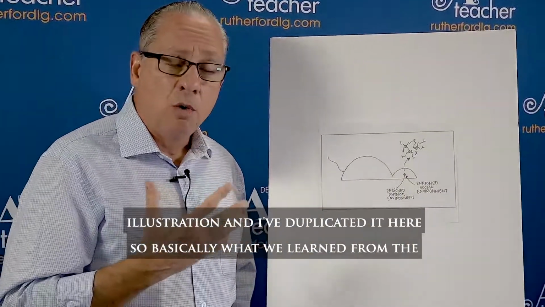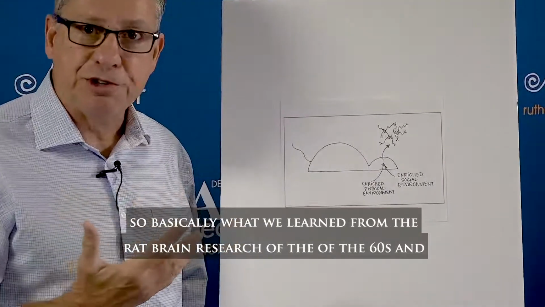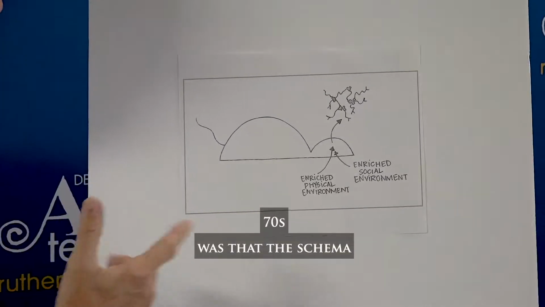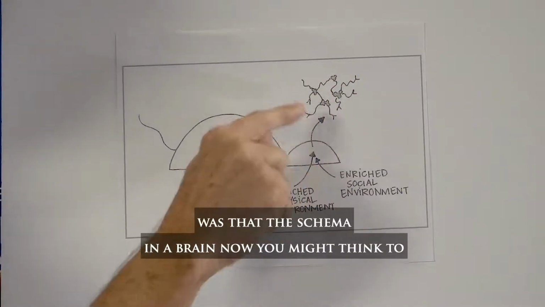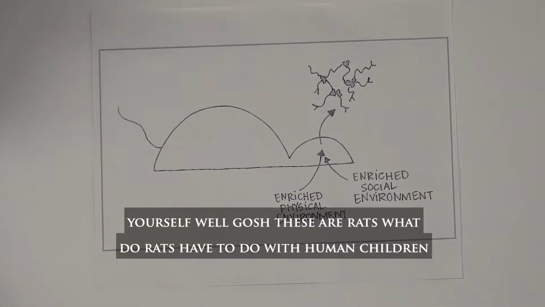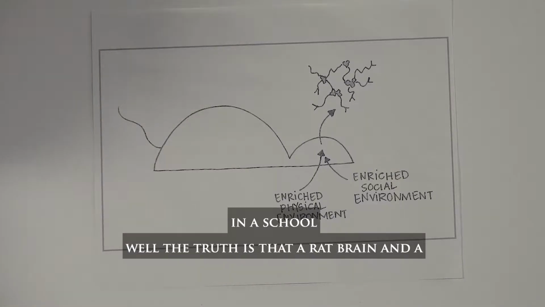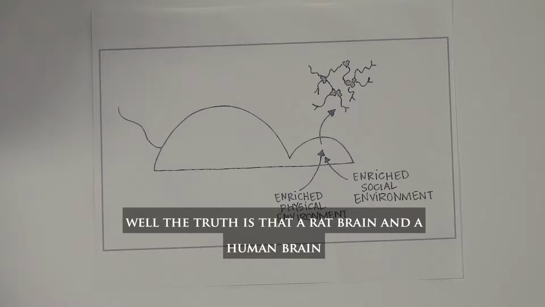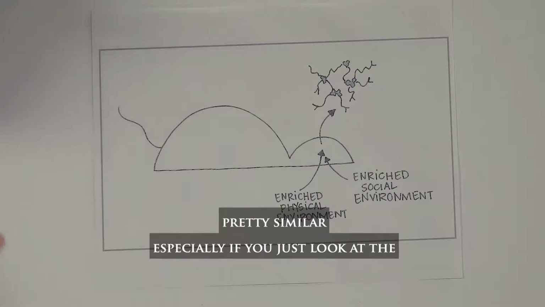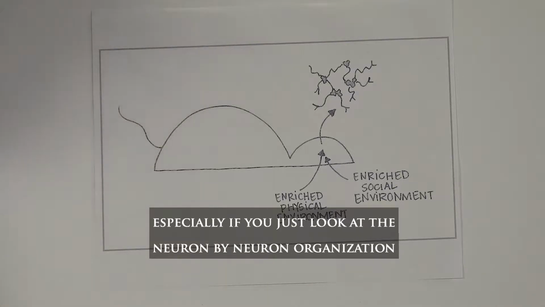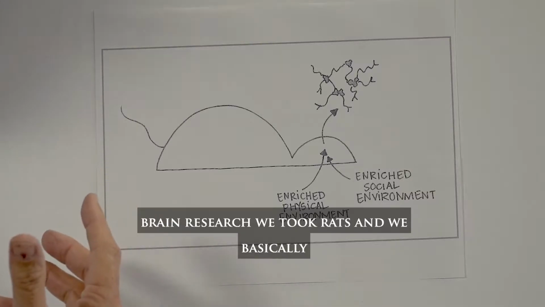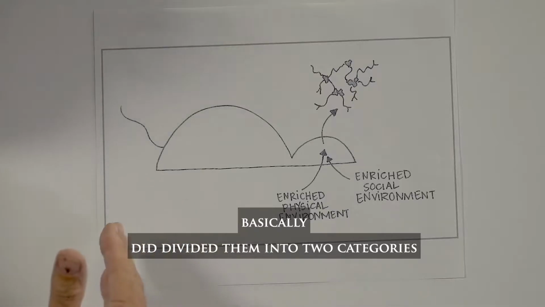So basically, what we learned from the rat brain research of the 60s and 70s was that the schema in a brain, now you might think to yourself, well, gosh, these are rats. What do rats have to do with human children in a school? Well, the truth is that a rat brain and a human brain are not similar in size, but they're pretty similar, especially if you just look at the neuron by neuron organization. So what we found is that in the rat brain research, we took rats and we basically divided them into two categories.